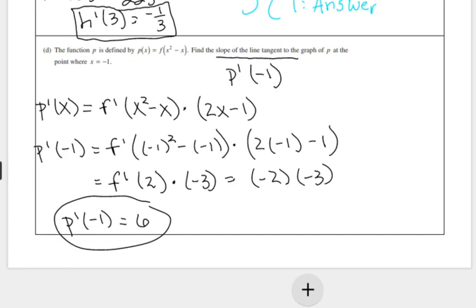This part was worth 3 points. It was 2 points for correctly getting p prime of x. So did you remember that chain rule and stuff like that? And then it was 1 point for your actual answer.